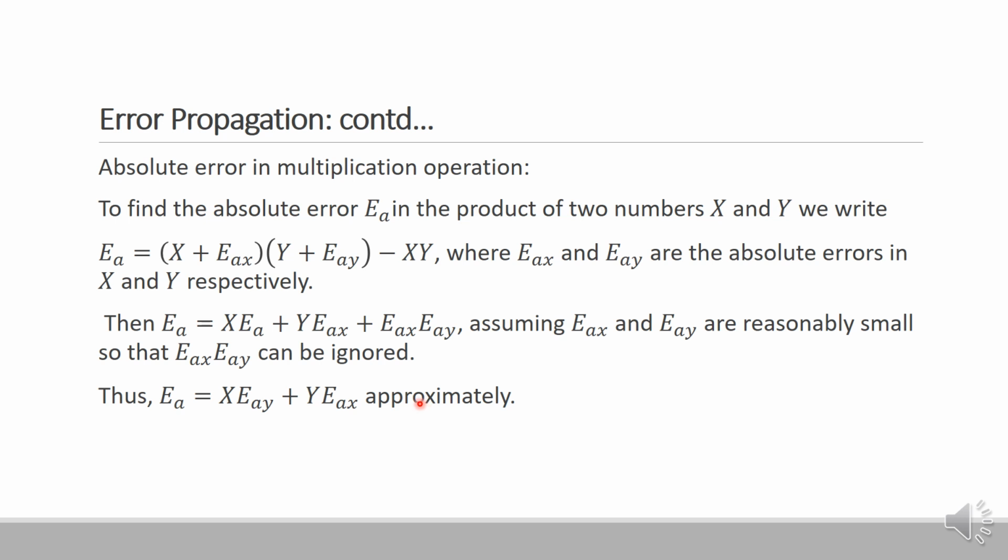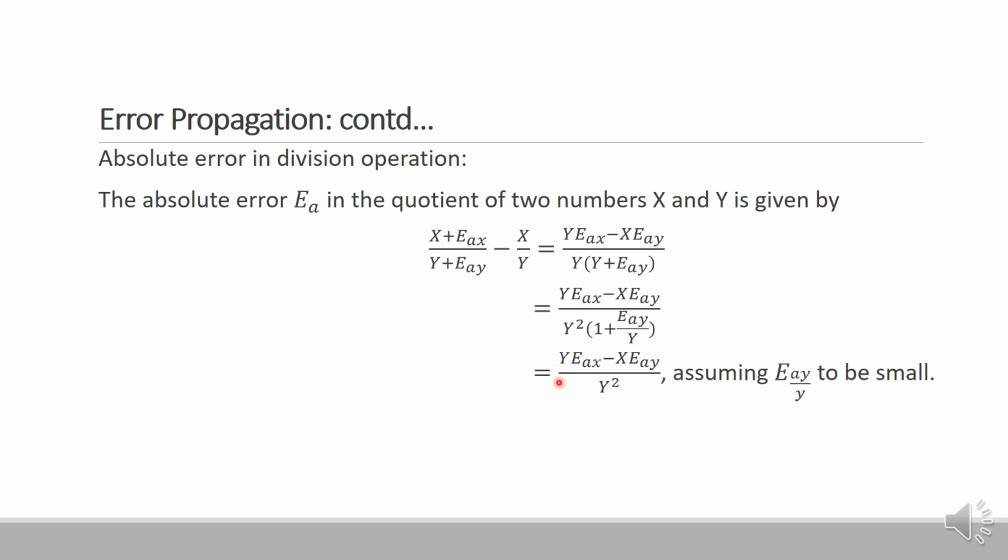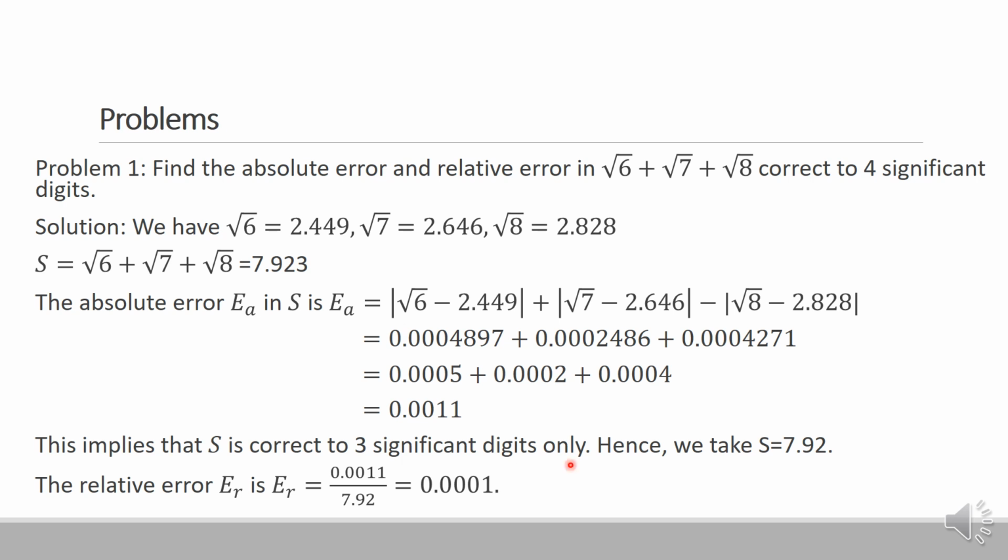So here we are ignoring the term EAX into EAY, which is reasonable. And in the division operation, suppose EA is the absolute error of the quotient of two numbers, that is x by y, then upon simplifying we get it as x by y into EAX by x minus EAY by y. We will see an example of how error propagation is done in addition.